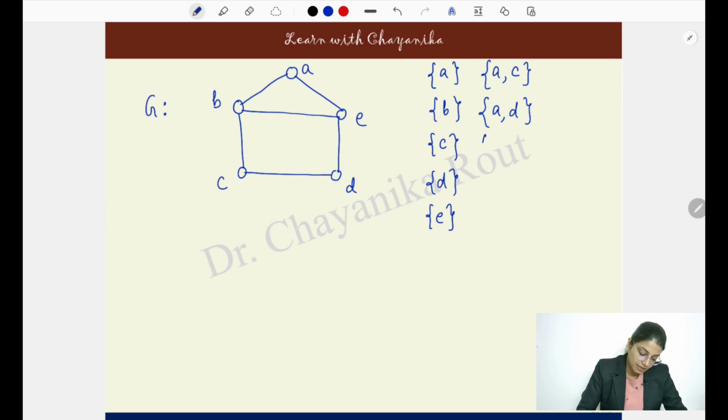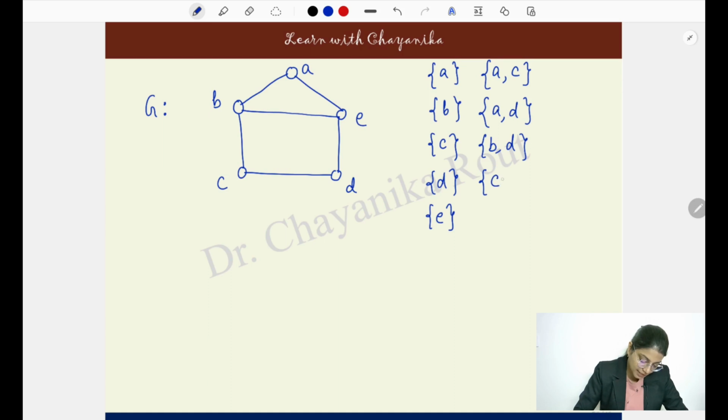Now what about B? B can be extended to include D only. B is adjacent to A, C and E, all of them. B is non-adjacent to D only. So B and D can form an independent set of size 2.